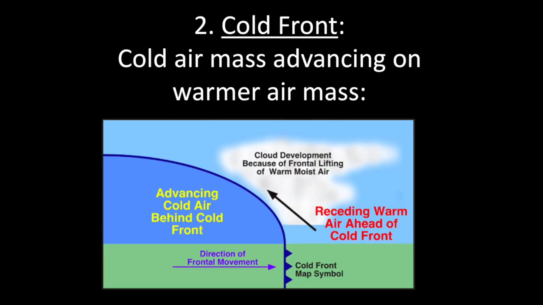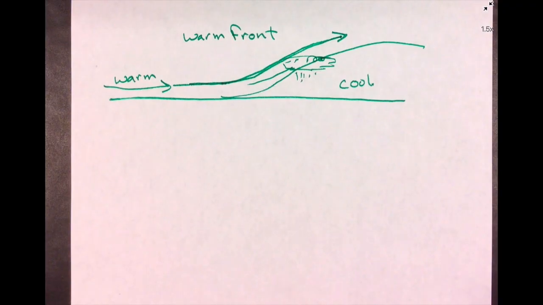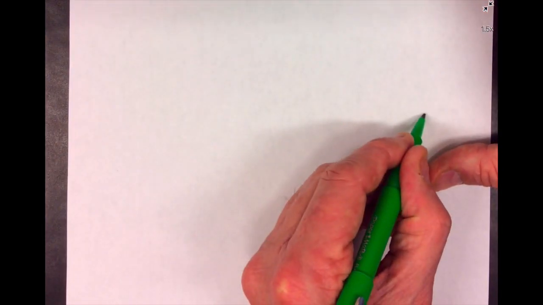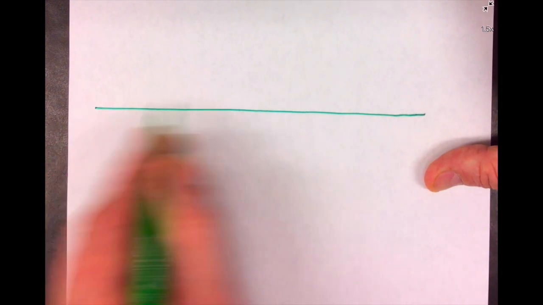Now the second type is called a cold front. This is a cold air mass advancing on the warmer air mass. Again, write this down. If it's white, you gotta write. Now, with your paper and stuff, draw the picture just like me. Okay, now a cold front is kind of like a warm front, except for the big difference is the cold air is advancing onto the warm air.